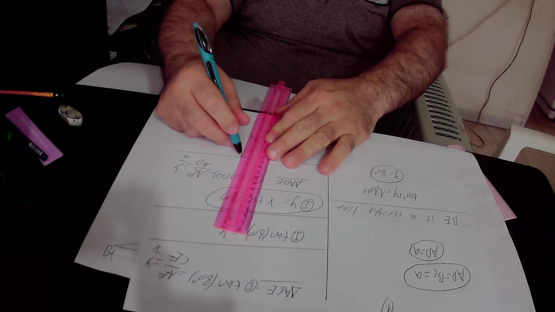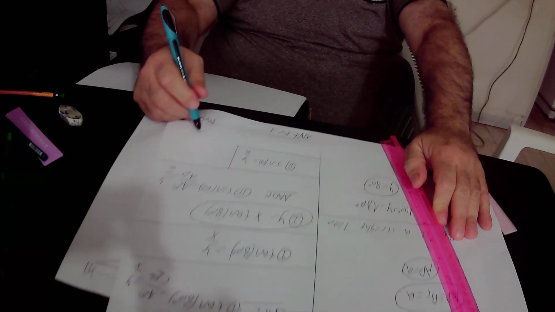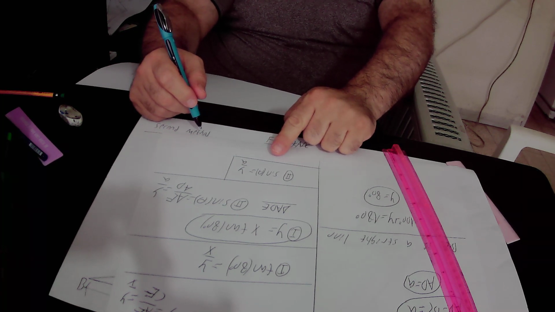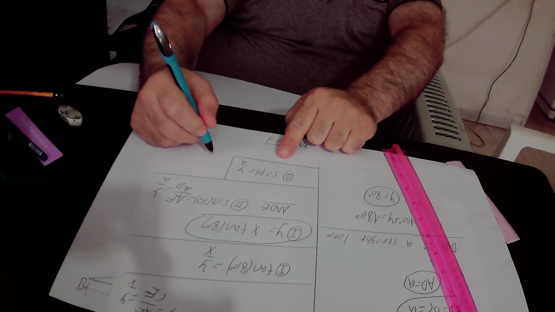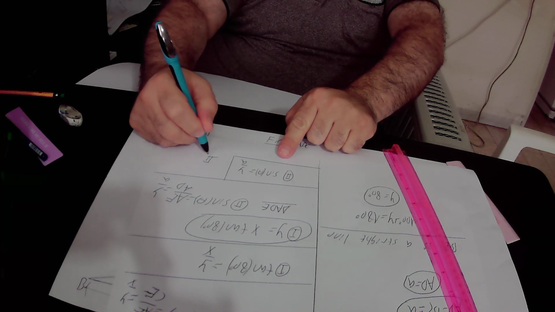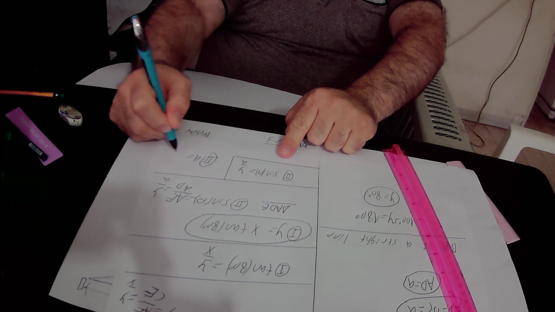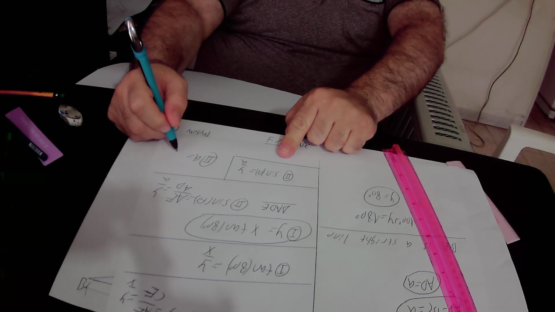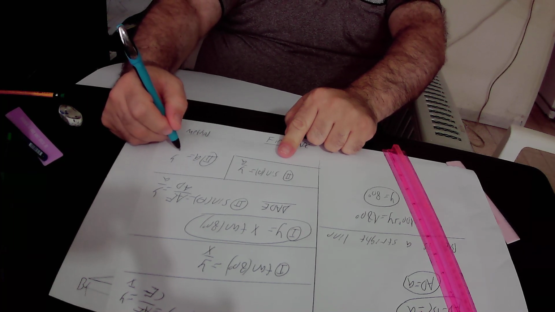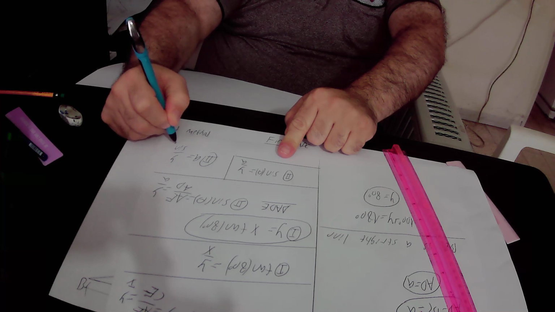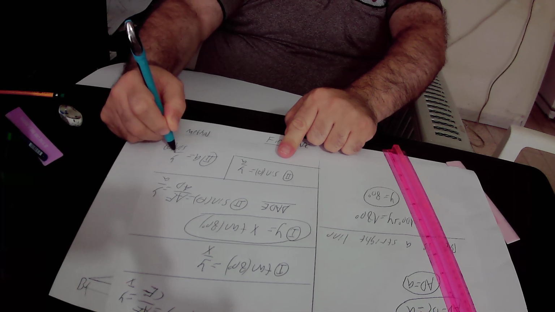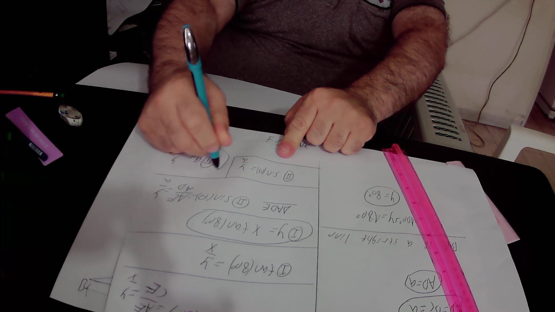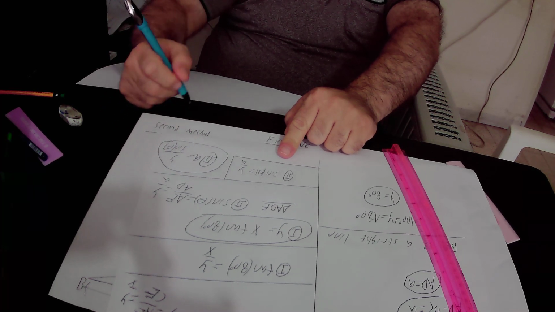If we multiply equation number 2 by A and then divide it by sine theta, we will get that A equals Y over sine theta. According to equation number 2, A equals Y over sine theta.